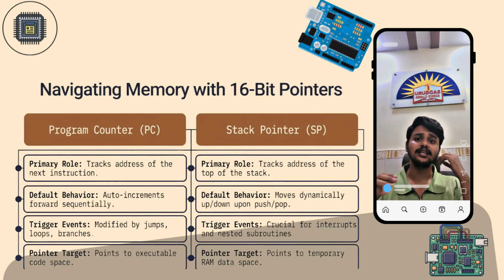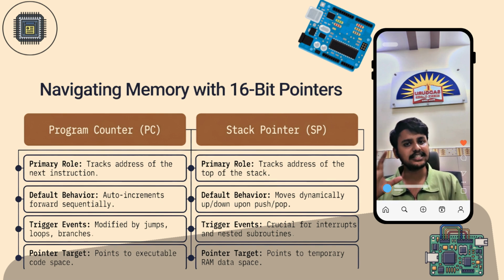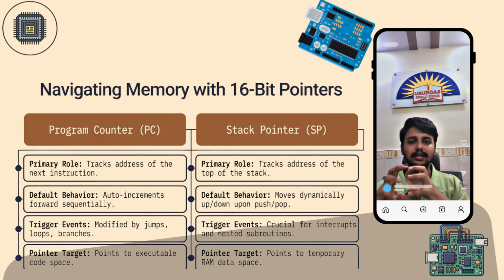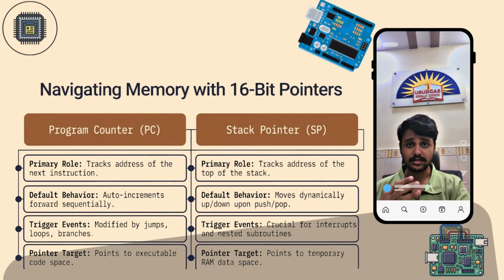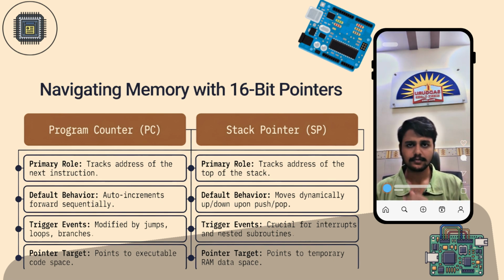Now let us discuss two special registers that are essential for controlling program execution, which are the program counter and the stack pointer. The program counter or PC is a 16-bit register that holds the address of the next instruction that is to be executed. As the processor executes instructions, the program counter automatically updates to point to the next instruction in memory. This allows the processor to execute a program sequentially.